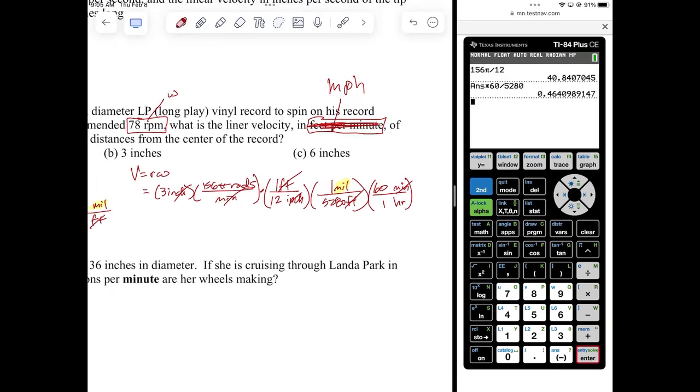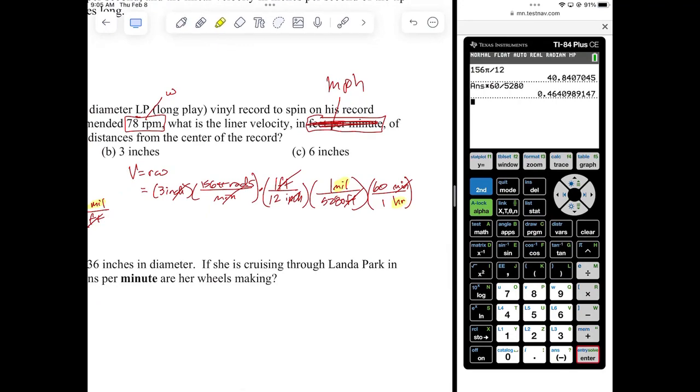Minutes divide out. And now you kind of take inventory. What are the units that we have left that haven't divided out? We have rads miles per hour. What's another name for rads miles per hour? Just miles per hour. So I know we have the right setup. So now we just type everything in except the ones.